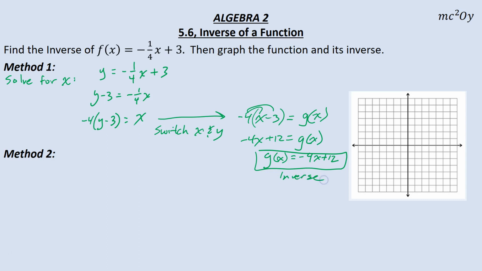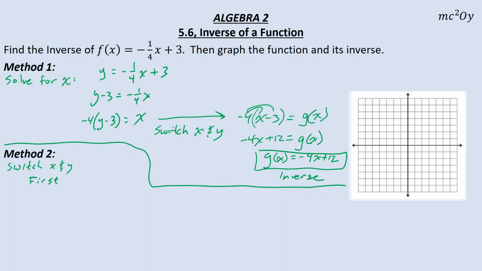So that's method 1. Method 2, start by switching x and y. On method 2, you could switch x and y first. Let's separate these out a bit. I could start by having y equals -1/4 x plus 3, and then swap x and y. So I get x equals -1/4 y plus 3.